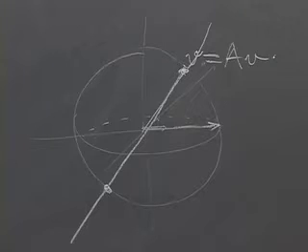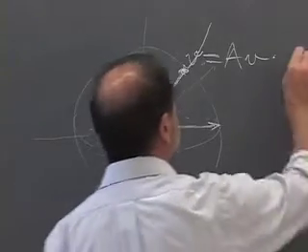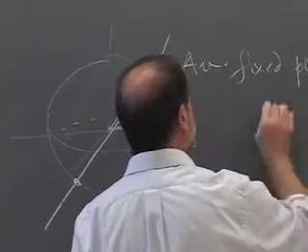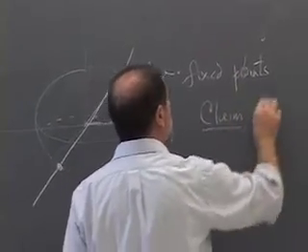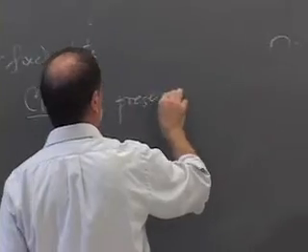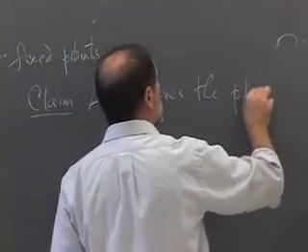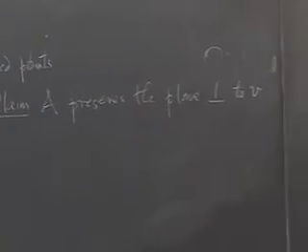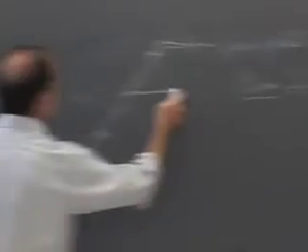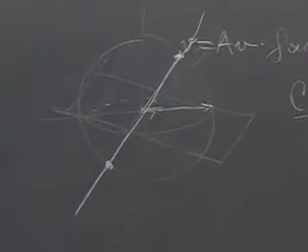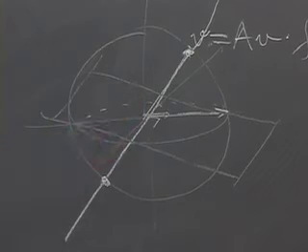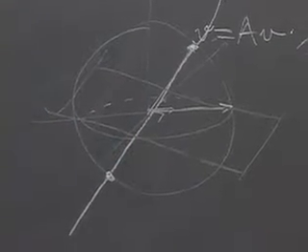What does the rest of the transformation do? These are the fixed points. Next claim is that A preserves the plane orthogonal to V. In other words, there's a plane through the origin here which is orthogonal to this vector. Even worse drawing, right? But everyone can see that. Namely, let me just draw the sphere without the coordinate axes, because I'll do a little bit better.